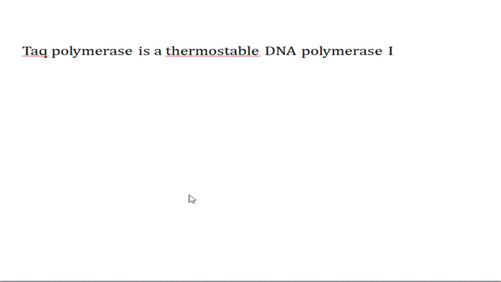Next, Taq polymerase. What is the nature of Taq polymerase? Taq polymerase is a thermostable DNA polymerase I. There are 3 DNA polymerases: DNA polymerase I, II, III. Taq polymerase belongs to the DNA polymerase I group, and it doesn't have any 3' to 5' proofreading activity. That's why in recent days they are not employing Taq polymerase for the PCR reaction. They are employing other thermostable DNA polymerases.